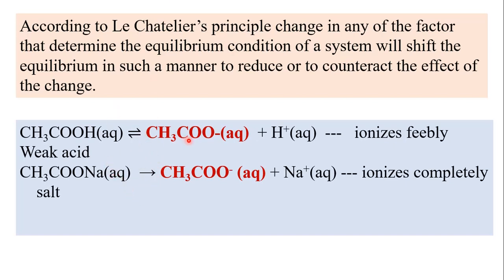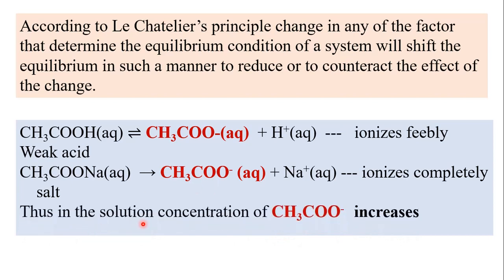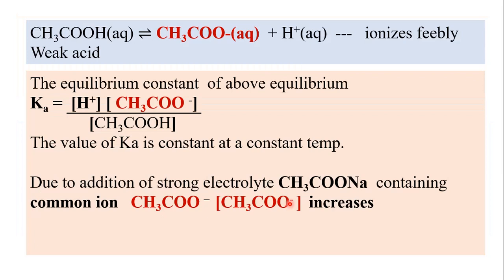Acetic acid, weak acid, so dissociates to little extent and gives you acetate ion and hydrogen ion. And salt is strong electrolyte, dissociates completely and gives you acetate ion and sodium ion. Thus in this solution, concentration of acetate ion increases, which are common in both the electrolytes. So acetic acid, as it is a weak acid, dissociates and gives you what? Acetate ion and hydrogen ion.